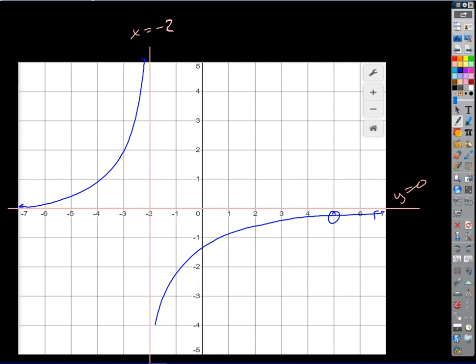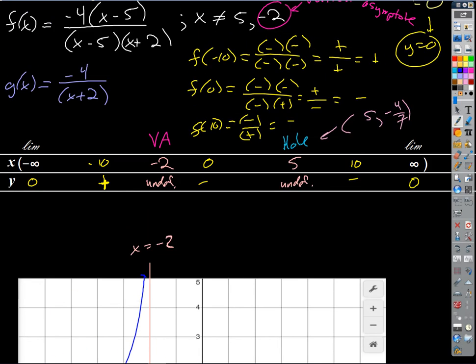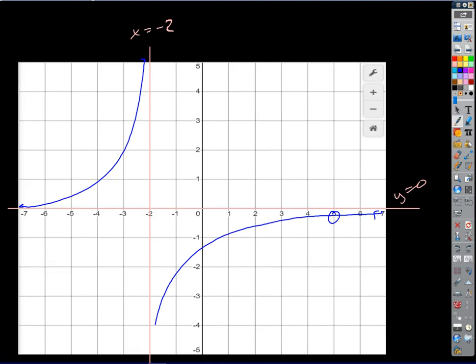Now, what about between negative 2 and positive 5? If we pick 0, that's an easy one to check, and we did that last week. If we plug 0 in, we ended up getting a negative value for our function. And we checked the signs of all the factors. So that means it's below the x-axis. Okay, when we check 10, which is above our hole, we also get negative. So what's that mean? It can only be doing this kind of a thing, right?